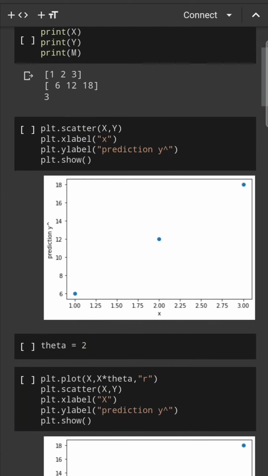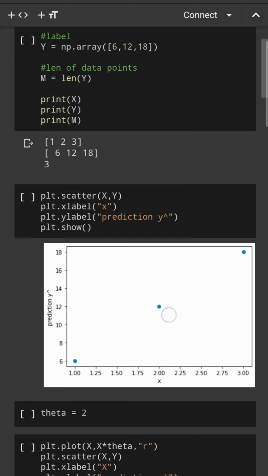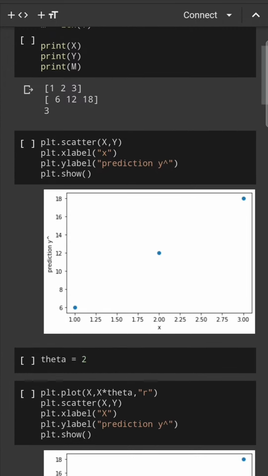When we plot our x and y coordinates initially, our data looks something like this. 1,6 will be something like this, 1,12 will be like this, 1,18 will be like this, and our goal is to get a prediction function which can overlap these lines, and that will be the good prediction.